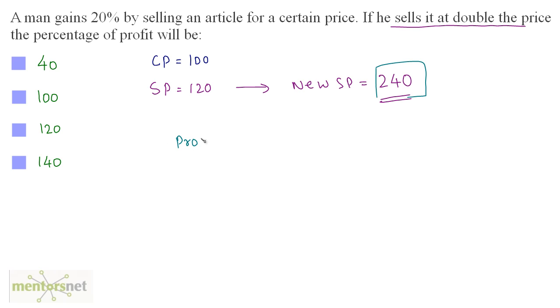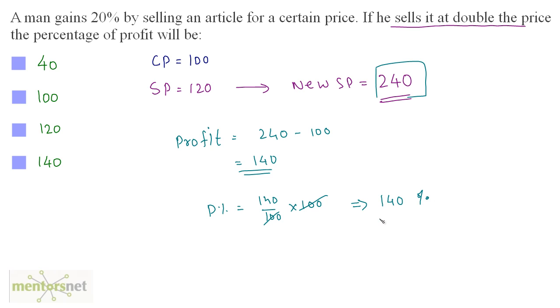So profit is equal to the selling price minus the cost price. So the selling price is 240 minus the cost price is 100. So it is equals to 140 is the profit. Now profit percentage is equals to the profit upon the cost price times 100. So 140 upon the cost price is 100 times 100. So profit percentage is 140%. And we have our answer. Option D.